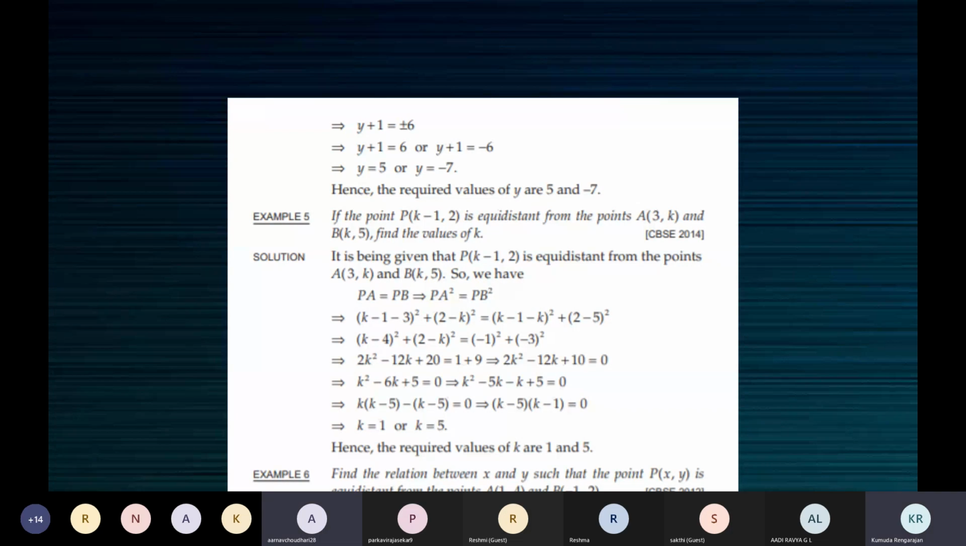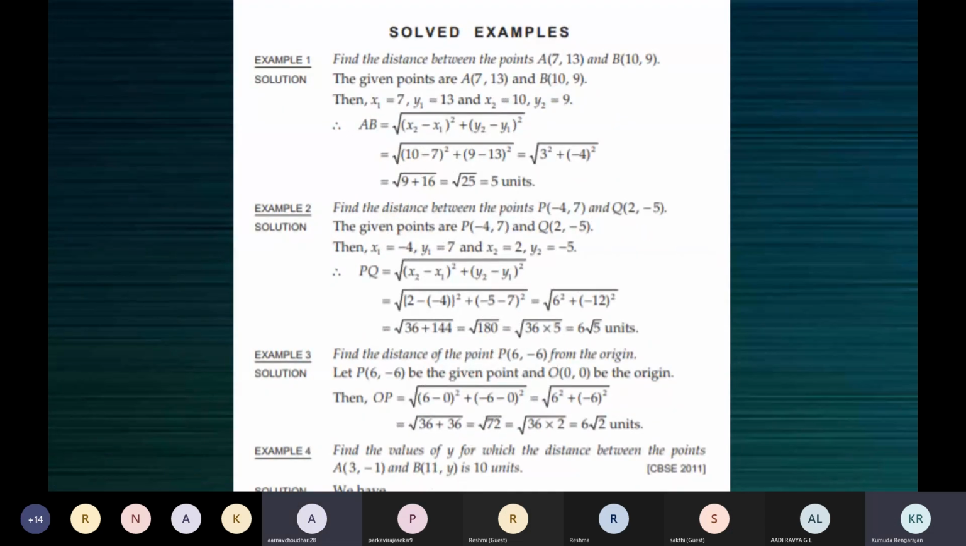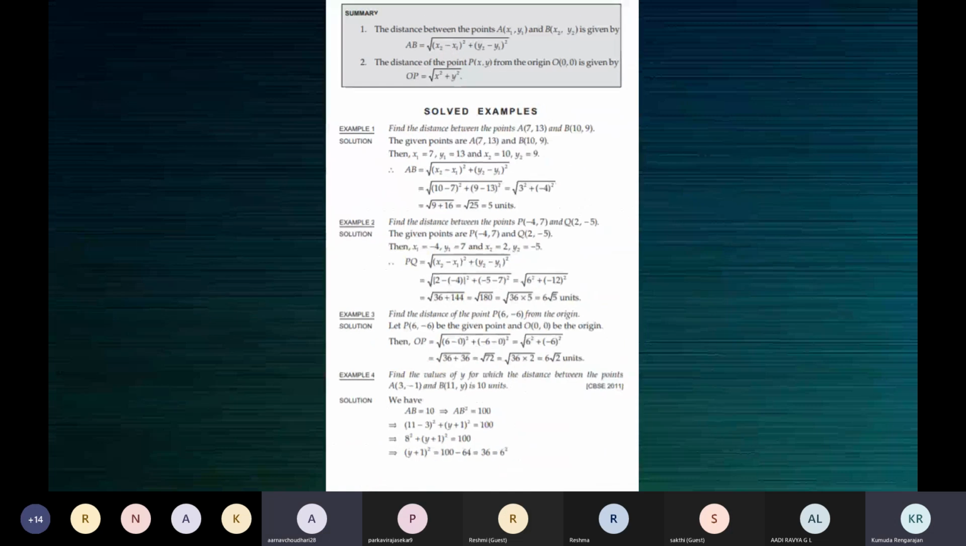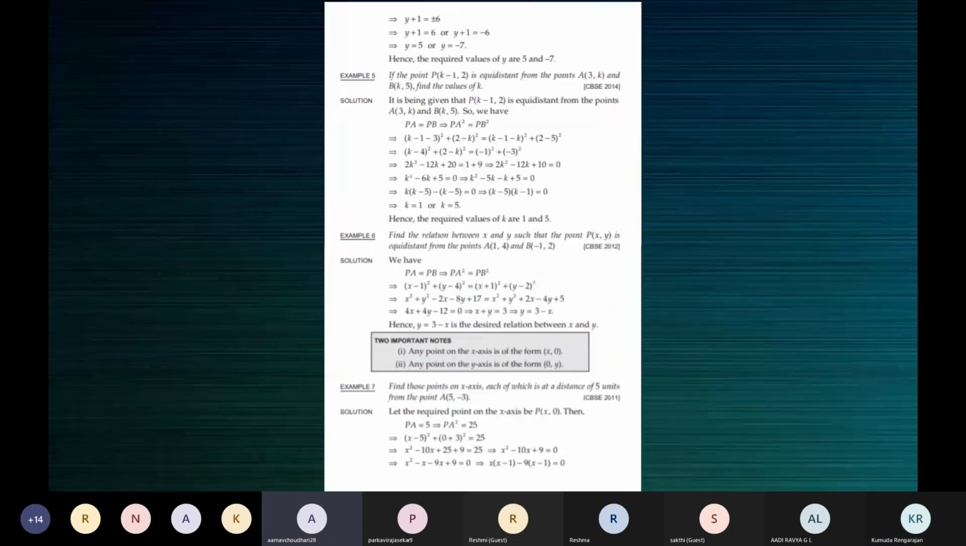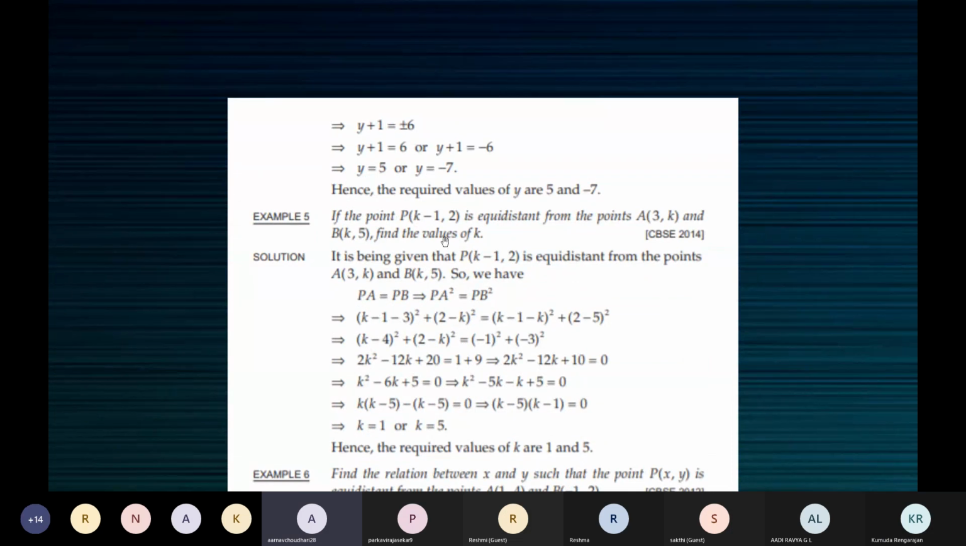Okay, ma'am. I don't know if you're convinced. One minute, still I didn't get it, ma'am. I'm not clear. I didn't understand much, ma'am. Okay. Fine. What about these examples, Arna? Others I understood, ma'am. That substitution, how PA square, how did you substitute K minus 1 minus 3? That I didn't get clearly.